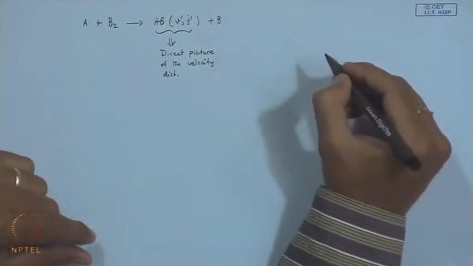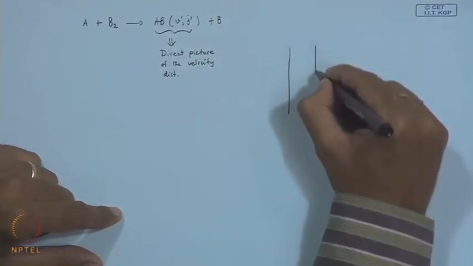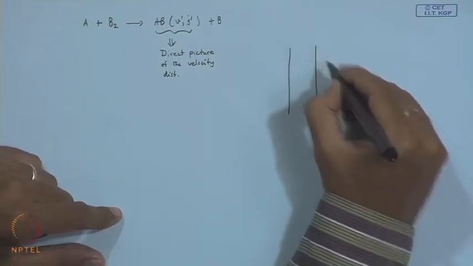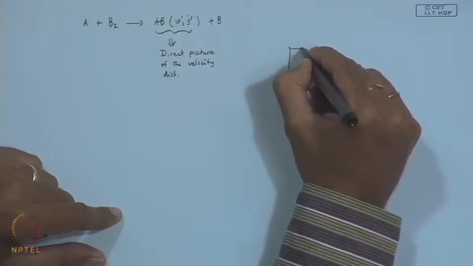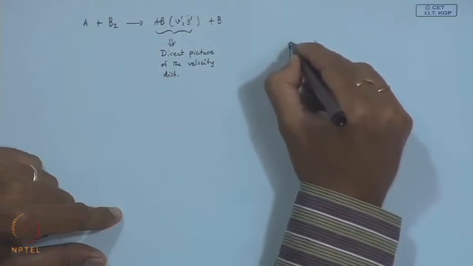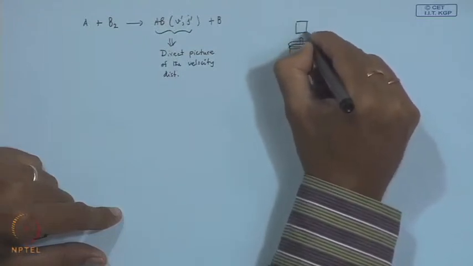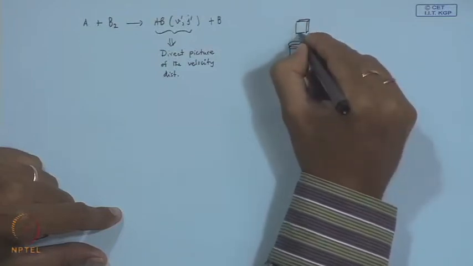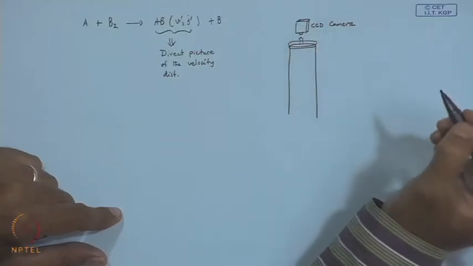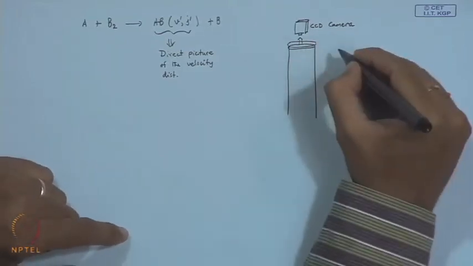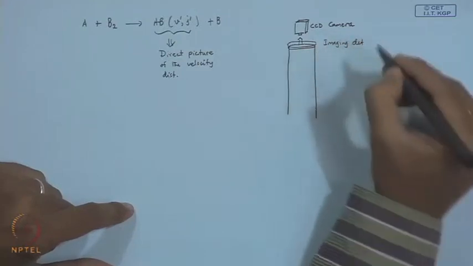So a basic diagram is you have got a flight tube, then you have got an imaging detector somewhere over here. And then you have got your signal over here, which goes into a charge coupled device, CCD camera. This is your imaging detector, this is your flight tube.